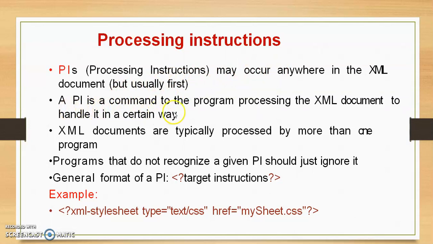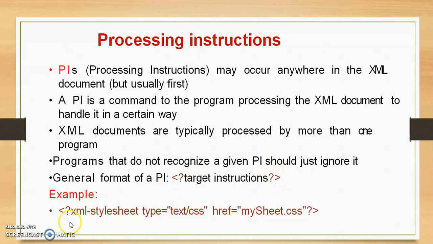A PI is a command to the program processing the XML document to handle it in a certain way. XML documents are typically processed by more than one program. Programs that do not recognize a given PI should just ignore it. The general form of the PI starts with a question mark and target instructions, and has a closing question mark and closing angle bracket.